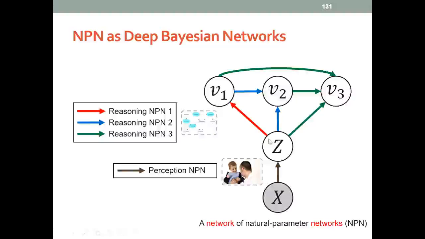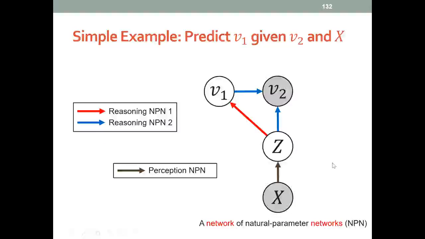We can see that each edge of a different color actually represents a different NPN. We have a large perception NPN and we have several small reasoning NPNs. And the learning and inference can actually be performed via feed-forward and backprop across all these subnetworks.